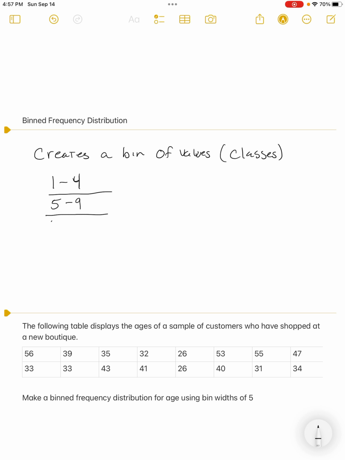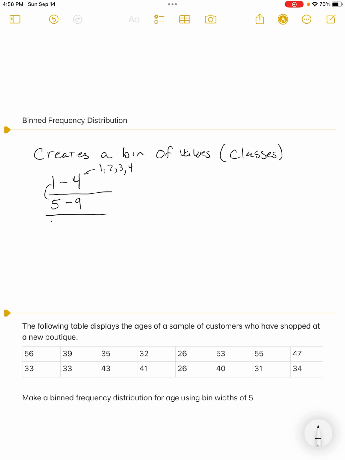Let me talk about how I knew it was 5 to 9. 1 to 4 would be all the values from 1 to 4 inclusive. So the values we would count are 1, 2, 3, and 4, which all fit into that first bin or first category. Obviously the next bin would start at the next number, because we want to have a home for everybody and not be questioning which is its home. So it starts at 5.